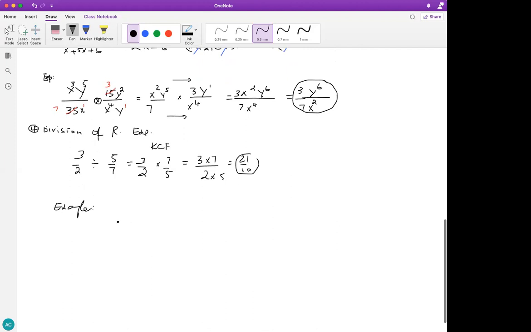All right, so let's make up some problems. Let's say x^2 plus 7x plus 12 here. We're going to divide that by something like 4x plus 12.